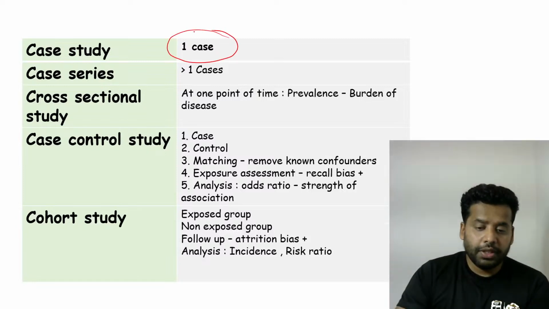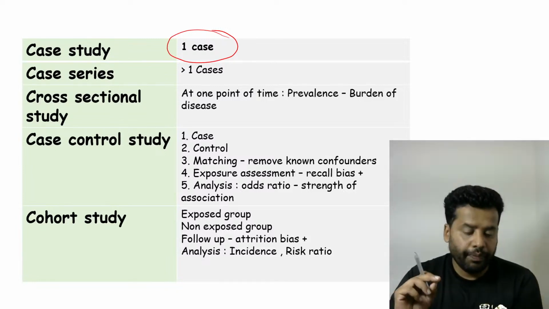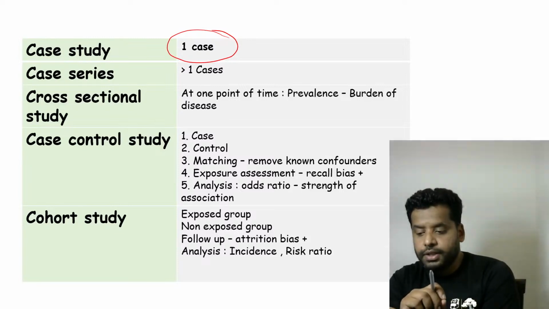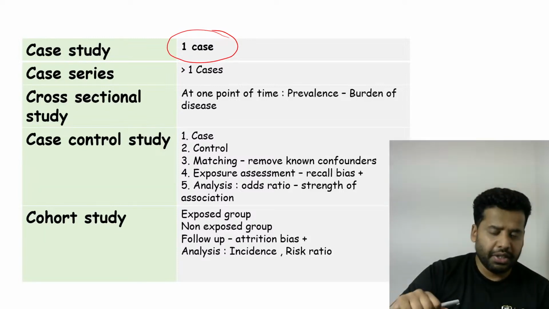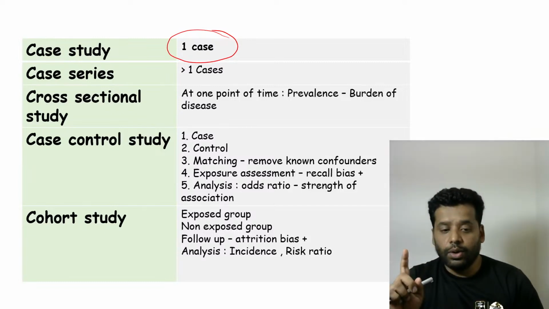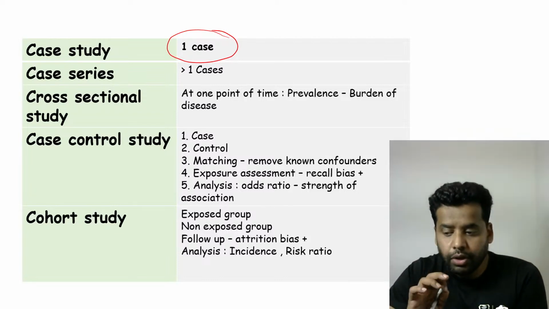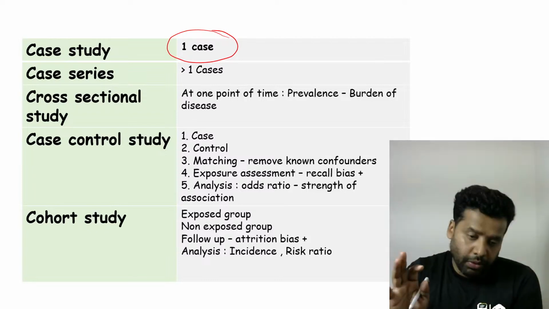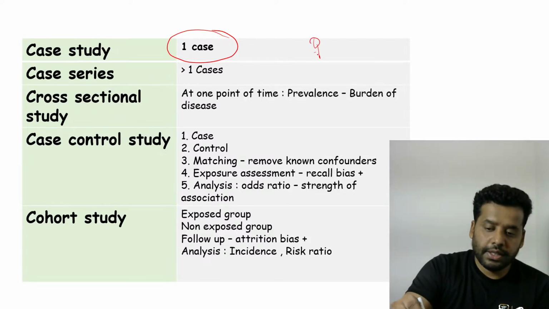A 10-year-old presents with all these atypical manifestations. If they mention a 10-year-old child presents with fever, rash after an exposure to radiation, something atypical history is given, that is case study, also called case report. See the words properly. What is one more name for case study? Case report.